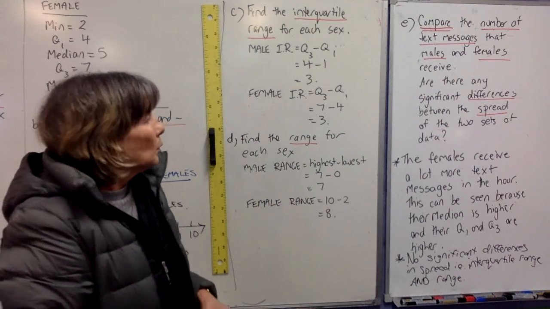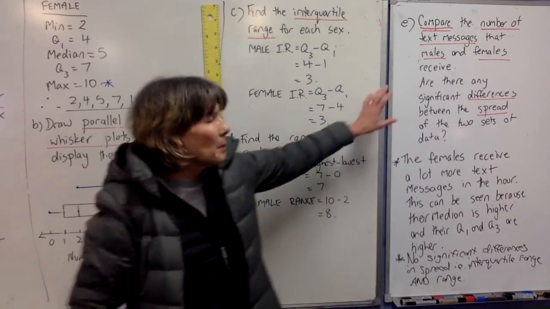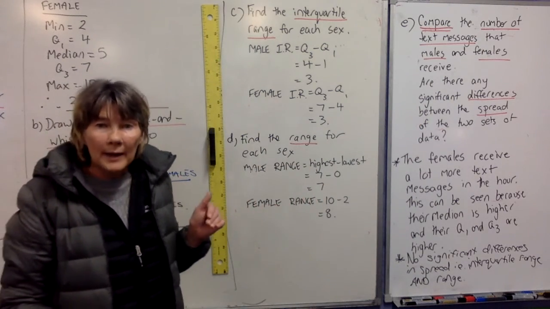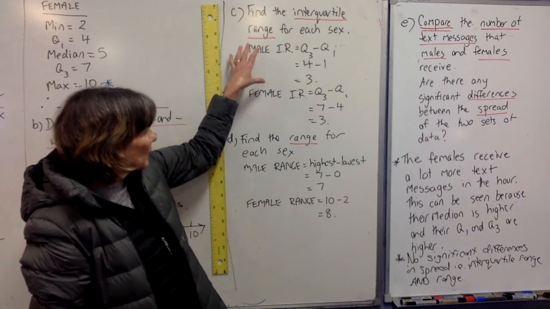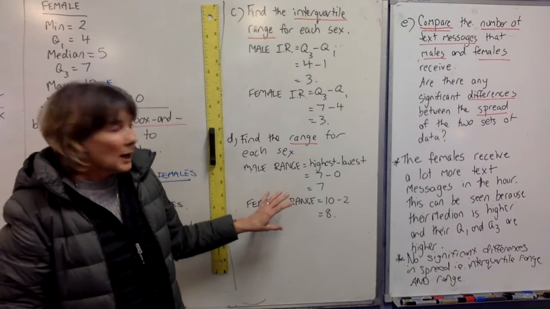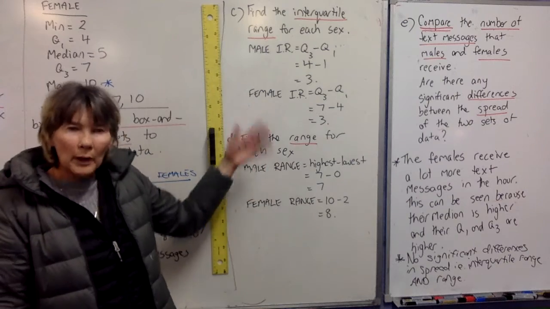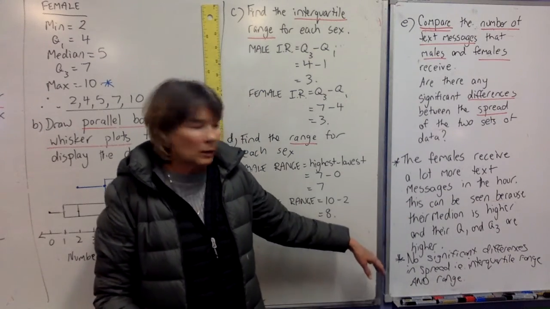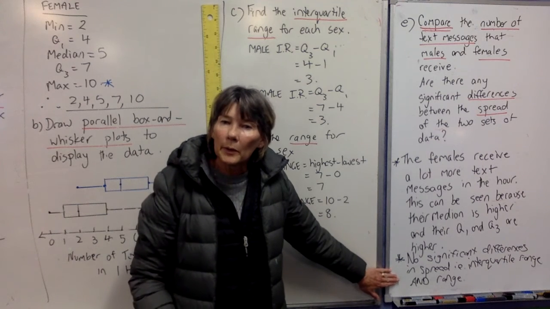So when you are looking at commenting here, they often give you a hint of what they want beforehand in what they've asked you. So the fact they've asked you about interquartile range and range means that they want you to look at this somehow in commenting over here as well. And that's where that comes in down the bottom.